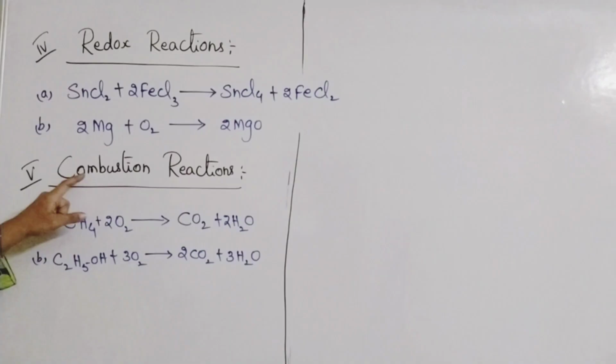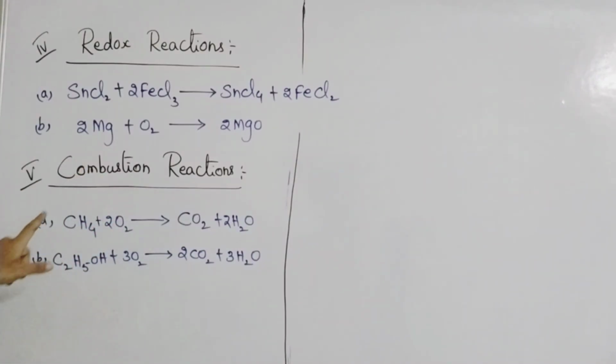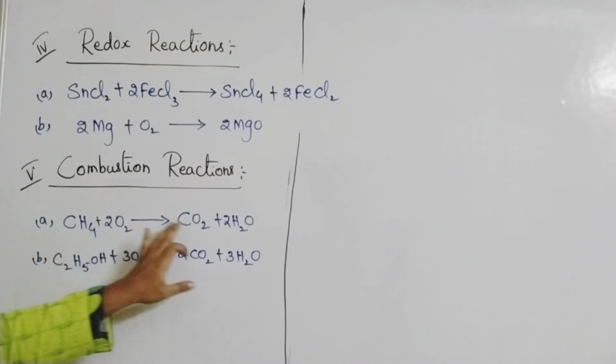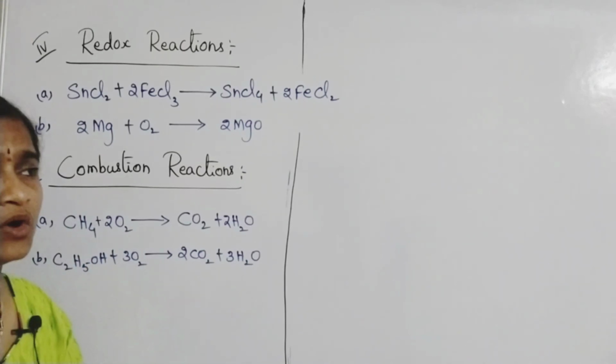So next, combustion reactions. These are also irreversible reactions. Combustion reactions mean reaction with oxygen, like fuel combustion. Here, whenever hydrocarbons are combusted, you get carbon dioxide and water. This reaction is irreversible. Similarly, combustion of alcohols also gives carbon dioxide and water.